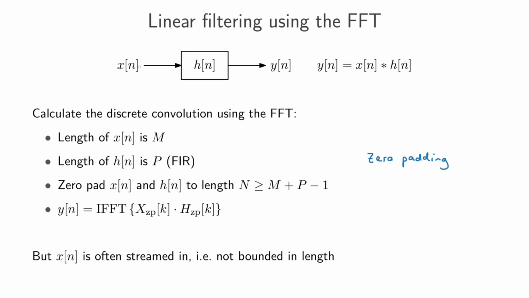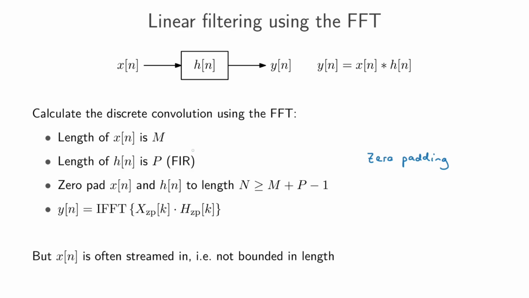Basically what I'm saying is often x[n] is kind of streamed in, and in the general case it's not even bounded in length. Maybe M just goes on forever, right? If you have some application that continuously filters, you can't wait until the end because the end isn't coming. This is where a procedure called overlap and add comes in.